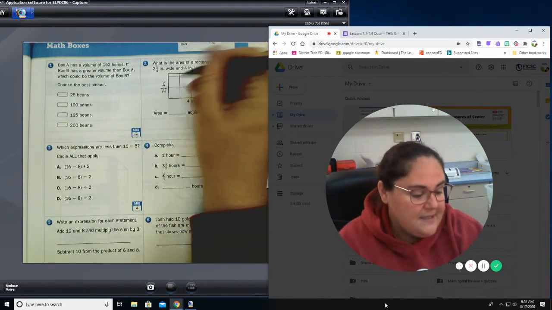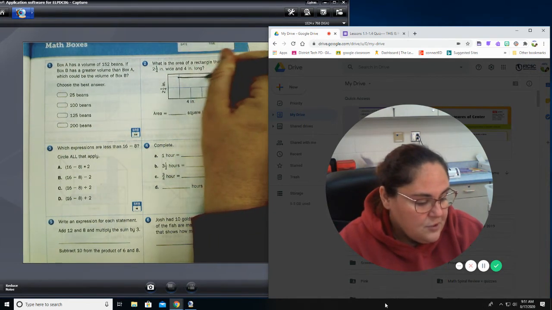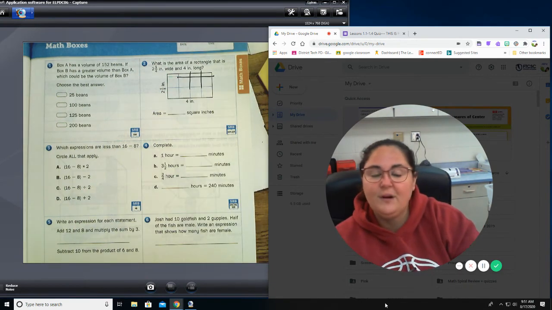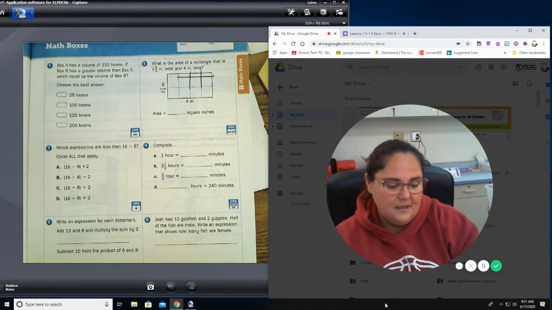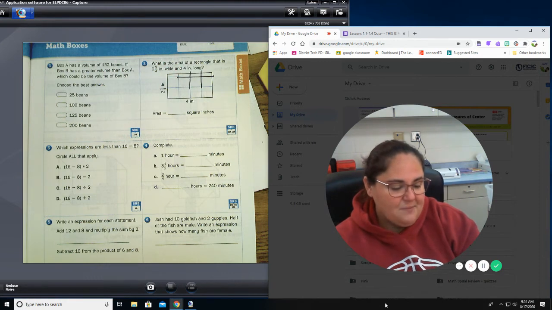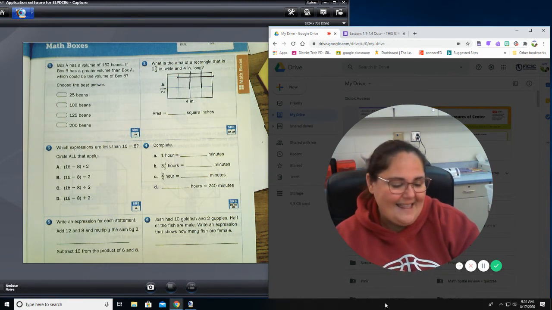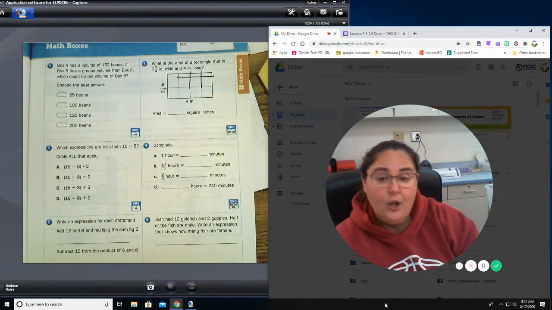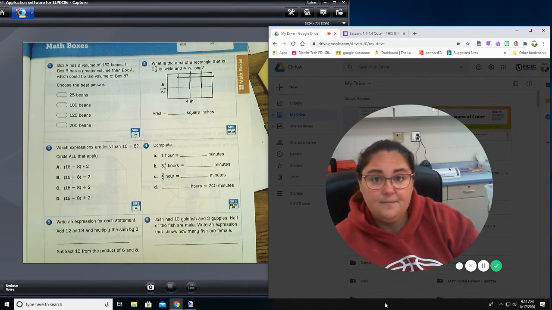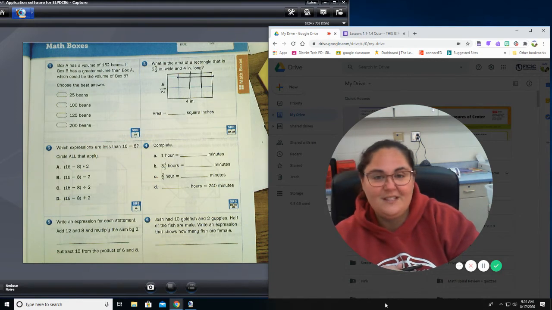Number 2, what is the area of the rectangle? Here's my hint. You guys have this math book? Draw your picture just like you did on the page before and do the math. Number 3, which expressions are all less than 16 minus 8? We are going to do this one together. Again, you watch my video, we do this together, you have right answers.